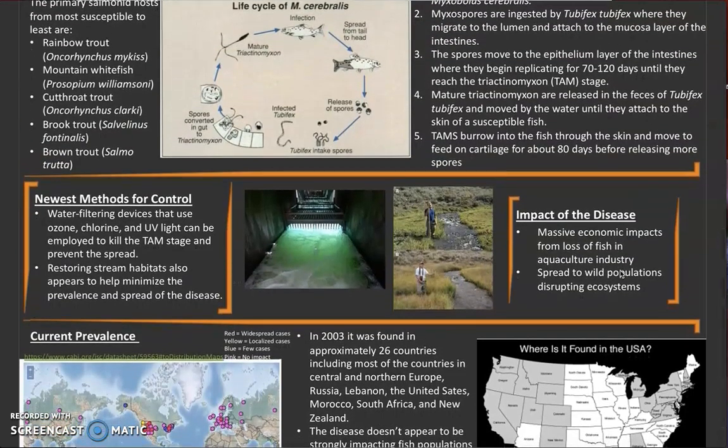There are some methods for controlling it that are being developed right now. The most promising of which is using UV light to kill the TAM stage of the parasite so that it can't attach to susceptible fish. So that would break the cycle, essentially. Another way they're trying to control the parasite in wild populations is by restoring stream habitats, and it appears to help minimize the prevalence of the disease.